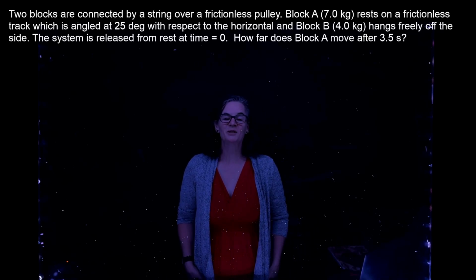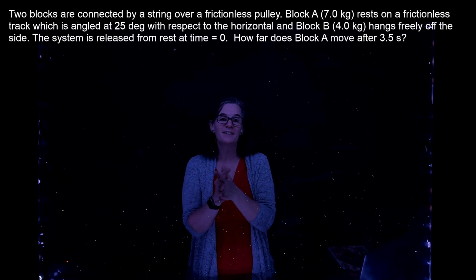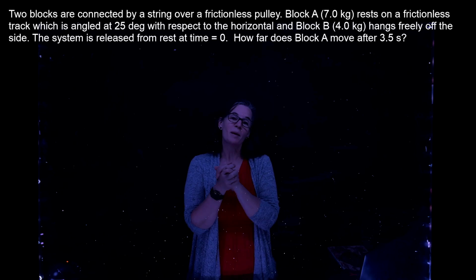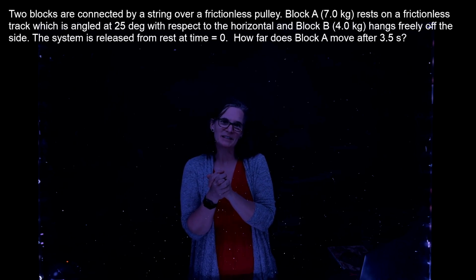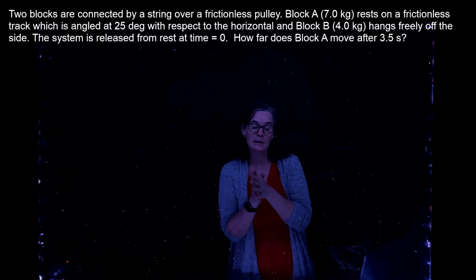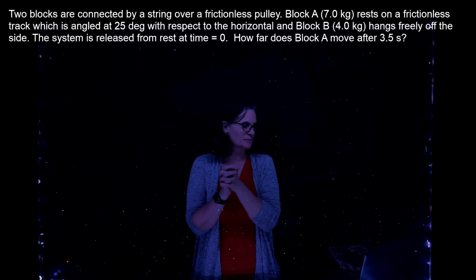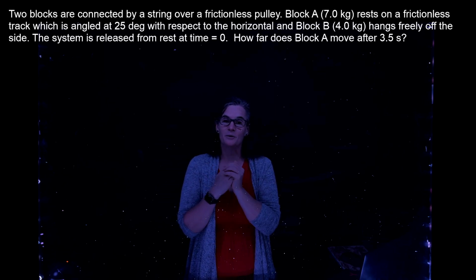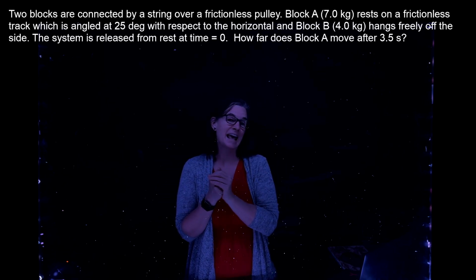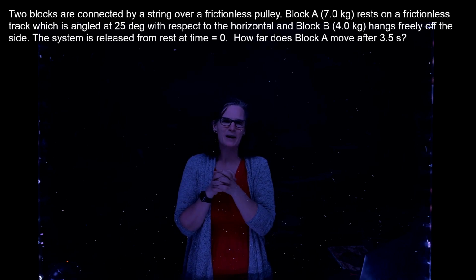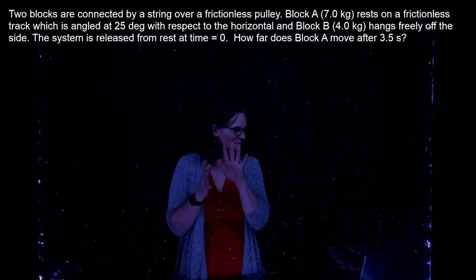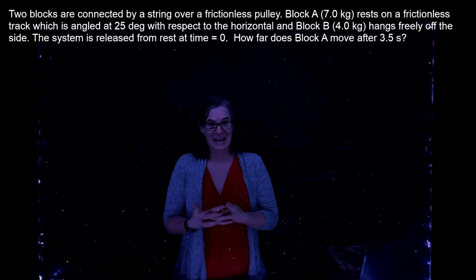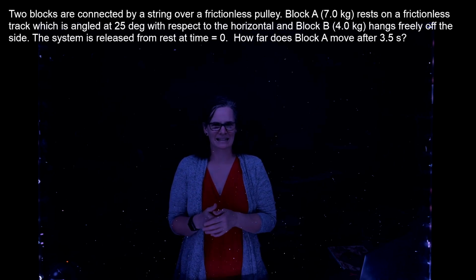All right, so we're going to do an example problem looking at a variety of things in terms of forces and kinematics working together. So our problem reads, two blocks are connected by a string over a frictionless pulley. Block A is resting on a frictionless track, which is angled at 25 degrees with respect to the horizontal. Block B is hanging freely on the other side of the ramp on a pulley. The system is released from rest. How far does block A, the one on the ramp, travel in 3.5 seconds?